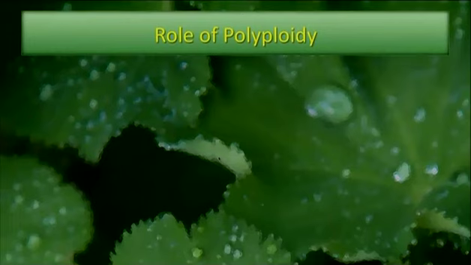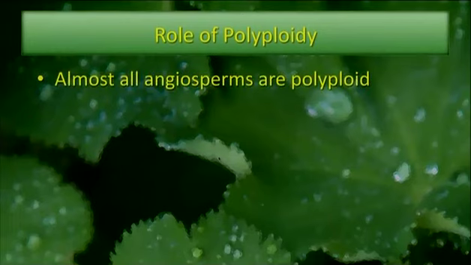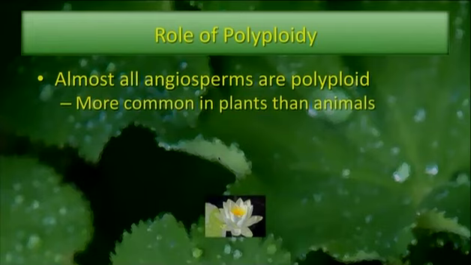Now the role of polyploidy. Almost all angiosperms are polyploids. This is something we talked about before. Polyploids are much more common in plants than they are in animals. For one thing, animals cannot tolerate the imbalances that come from doubling chromosomes. For a second thing, the reproductive systems in animals are disrupted by polyploidization. And thirdly, polyploidy often occurs in hybrids between different species, which is common in plants but uncommon in animals.